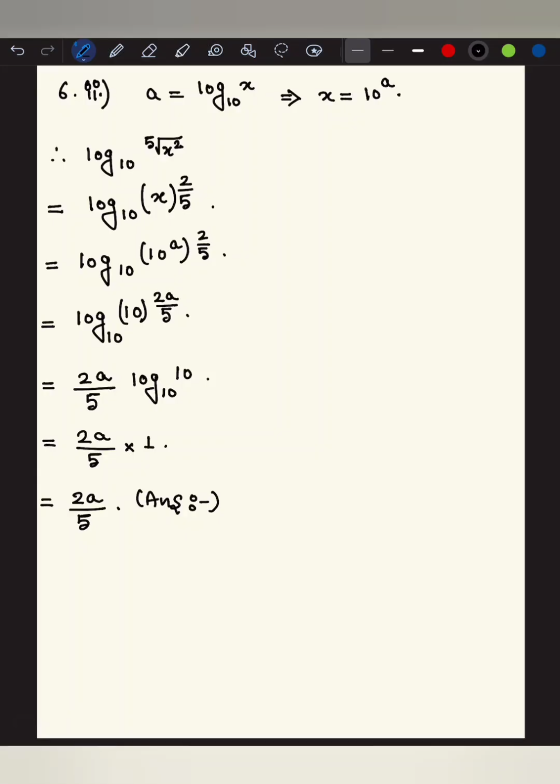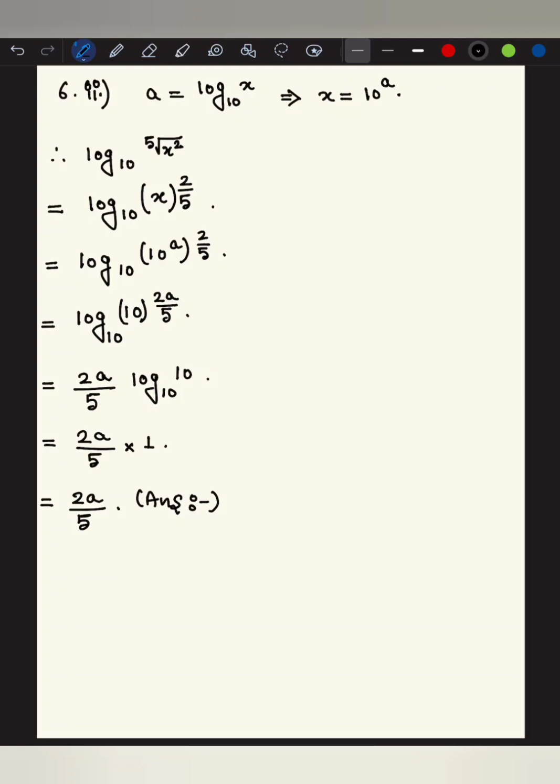So let's come to the next sum, 6 sub part 2. What is given here is that a equals log x base 10. So first of all, we can just convert it into exponential form. So this x will be equal to what? 10 to the power a. Understood? And we are asked to express log base 10 of x square whole to the power 1 by 5 in terms of a.